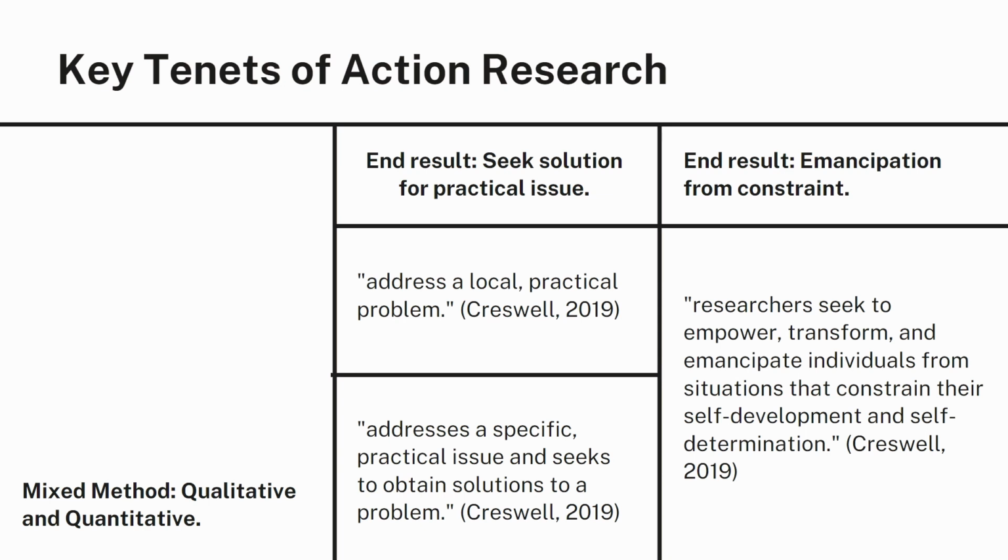There can be considered 2 types of results for action research. One type is to seek solutions for a practical issue. What are you seeing in your classroom? What challenge are you having that you need to do something about? You can carry out action research on something you need a solution for. Another potential end result could be developing a solution that will free individuals or groups from situations that can constrain them individually or corporately.